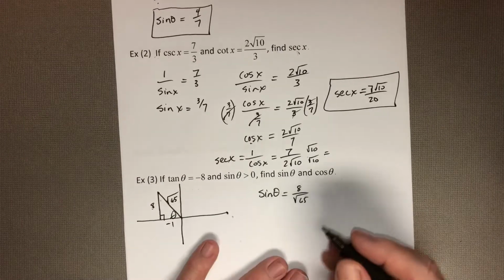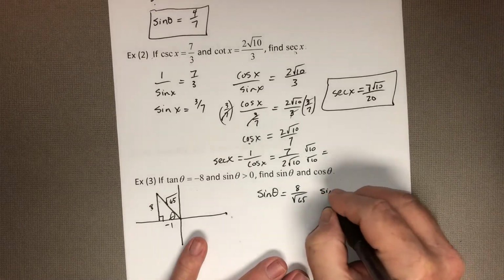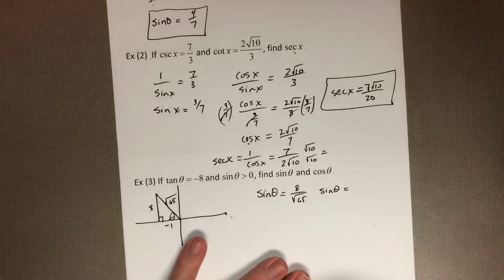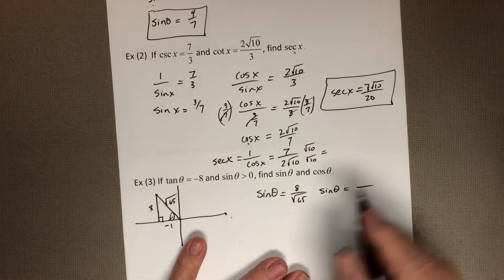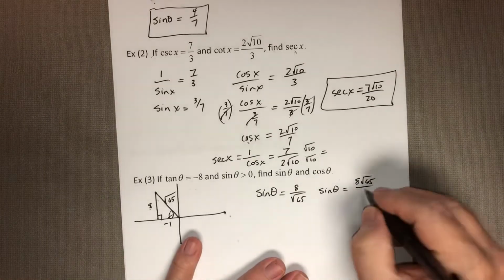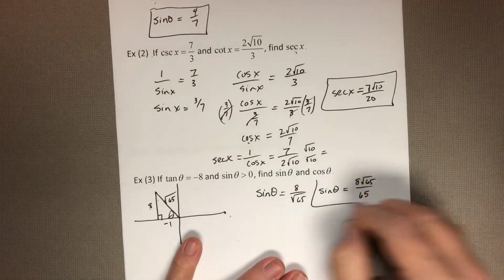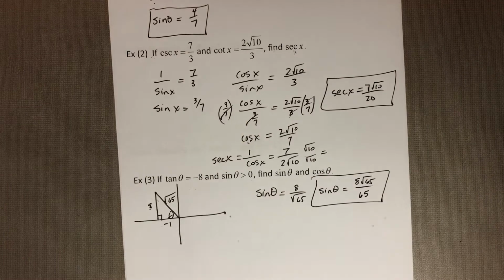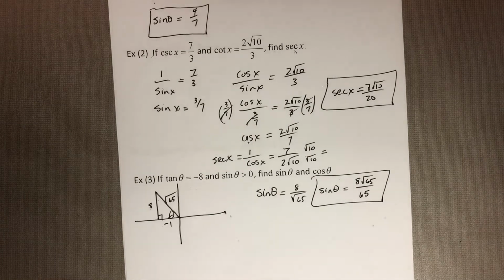But I would definitely need to simplify this. All right, if I do, by multiplying the numerator and the denominator by the square root of 65, 8 times the square root of 65 would be my numerator, and 65 would be my denominator. So there's the sine of theta. I now need to find the cosine of theta.